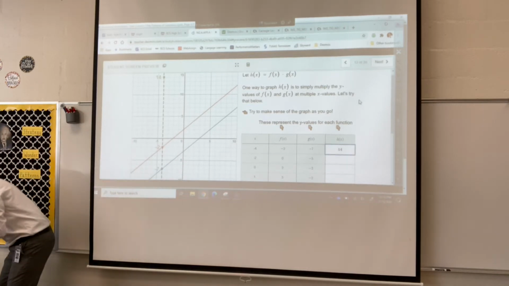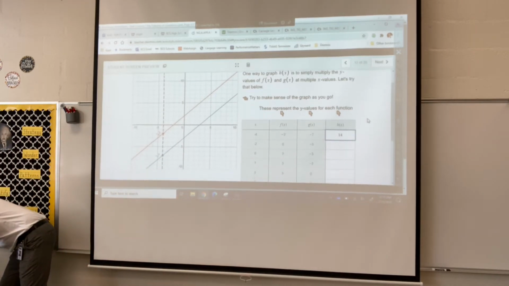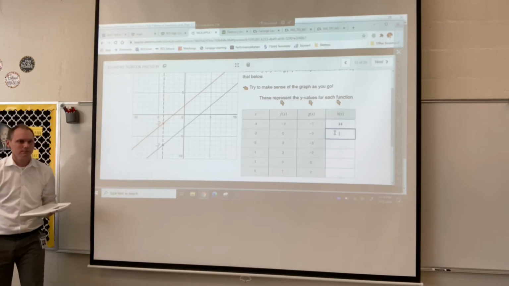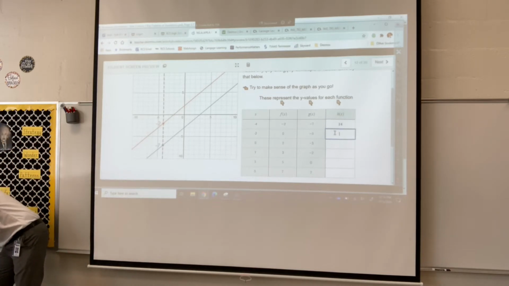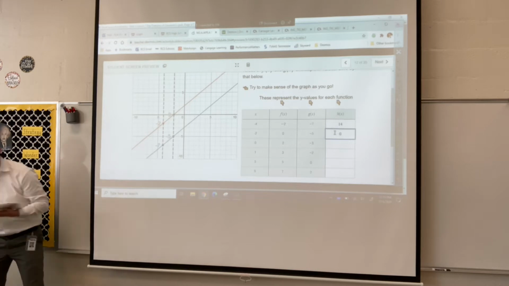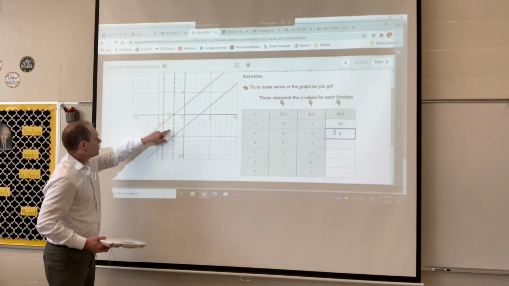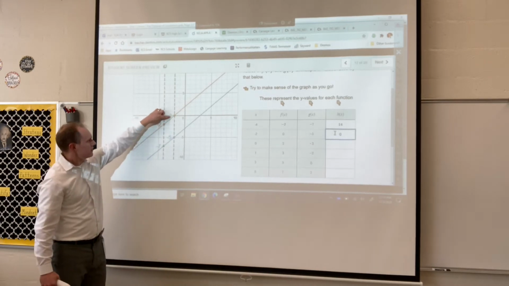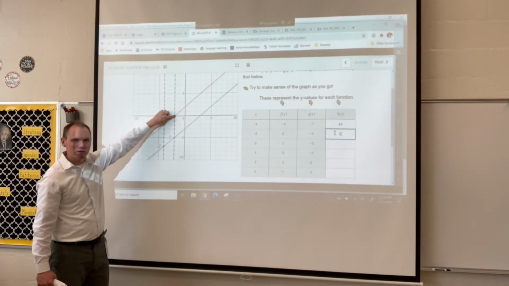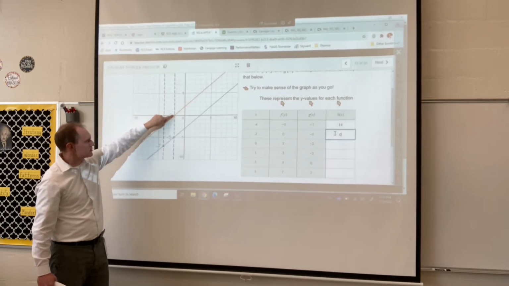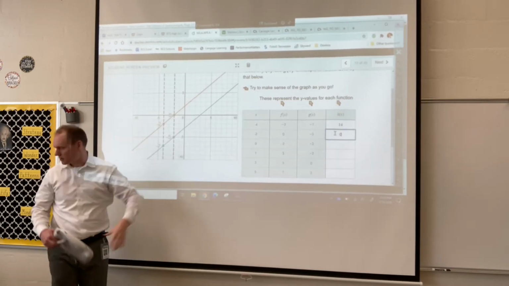So let's go back down to our next x value. -2 is our next x value. The y values of f and g are 0 and -5. What's 0 times -5? 0. Right? We're multiplying. Anything times 0 is 0, right? So we actually don't even see the red point here because the green one's on top of it. Does that make sense? 0 times -5 is still 0. All right, next one.